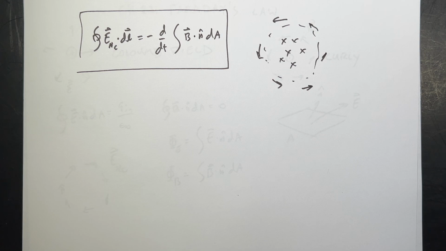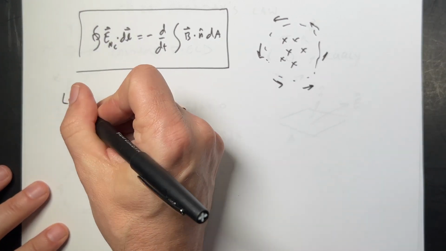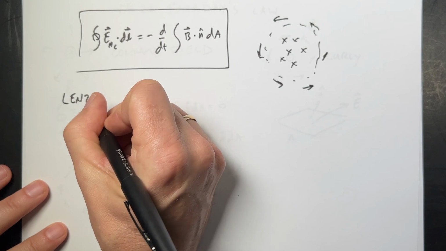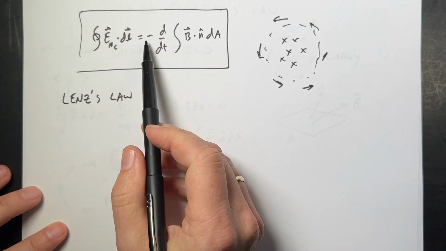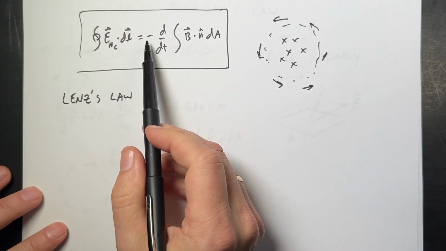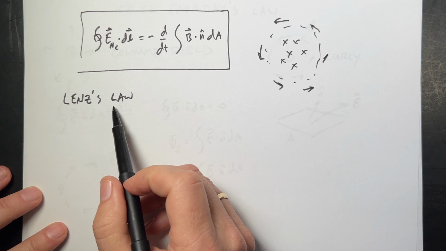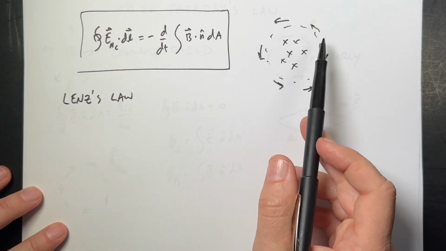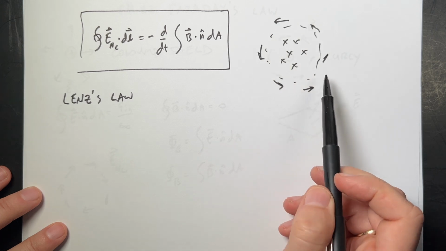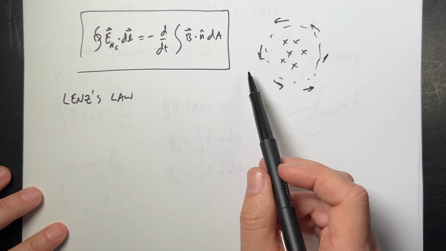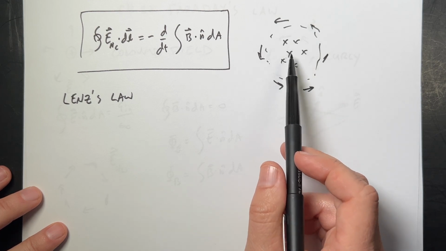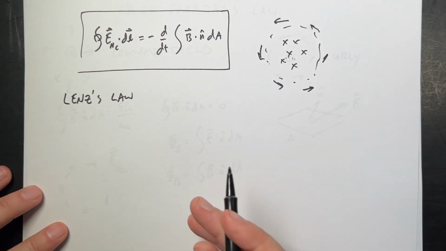Let's go ahead and talk about Lenz's law, because this is really a difficult one to grasp. Lenz's law is about that negative sign right there. And this says that if you make a curly electric field and it made an electric current, that electric current would make a magnetic field, and that magnetic field would oppose the change in flux. Okay, so let me give you an example.